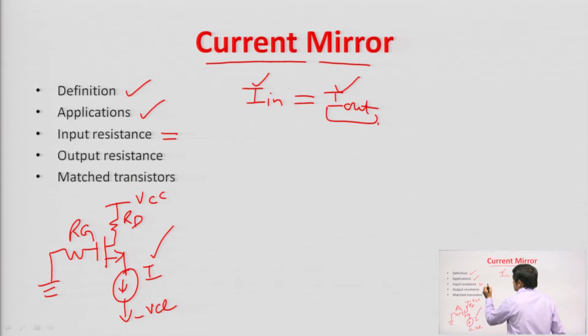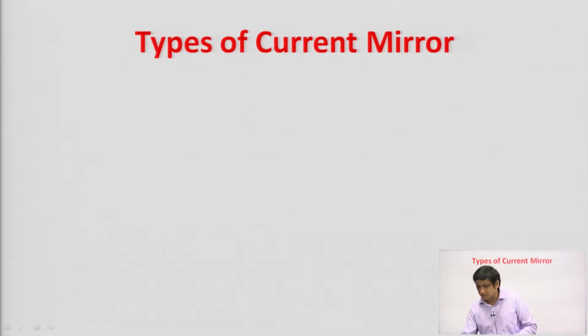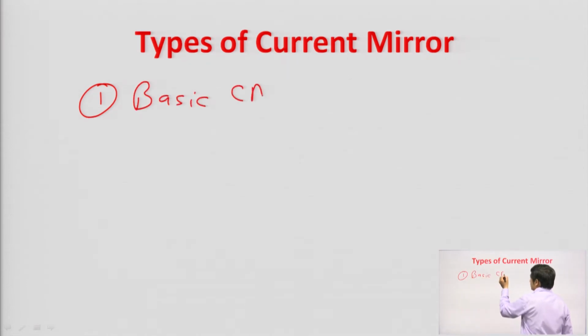Ideally the input resistance should be 0 and the output resistance should be infinite. Practically the input resistance of the current mirror should be as low as possible and output resistance should be as high as possible. In current mirror circuit we use matched transistors. Let us see what these matched transistors are. So, before that we are going to study different types of current mirrors. The first current mirror which we are going to study in this class is the basic current mirror. In short, this current mirror is called CM, current mirrors, right.